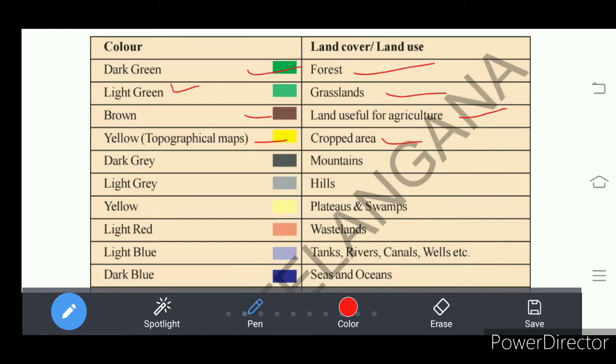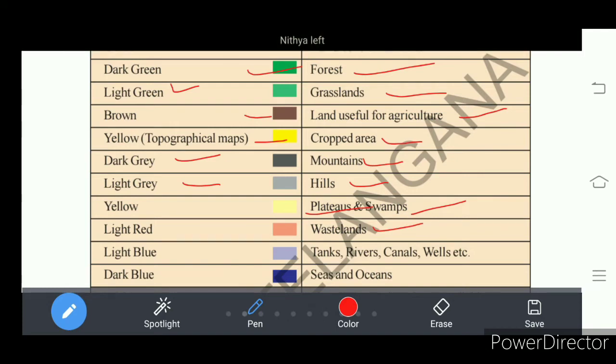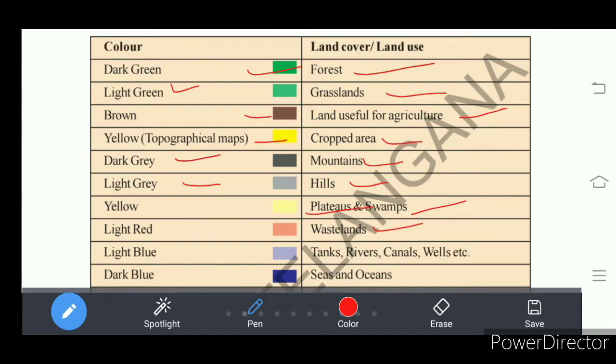If you find a dark gray, then you should understand there are mountains. If light gray is there, then it is hills. If light yellow is there, then it is the plateau area with the swamps, that is lakes. If light red is there, that is wastelands. Light blue shows tanks, rivers, canals, wells.